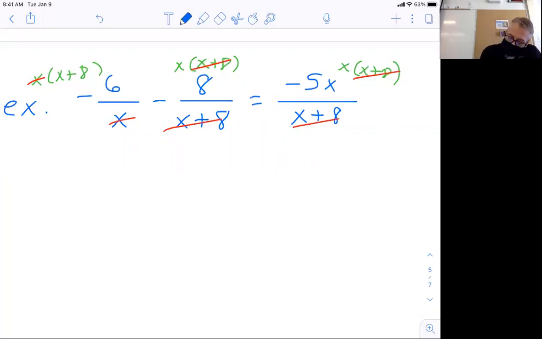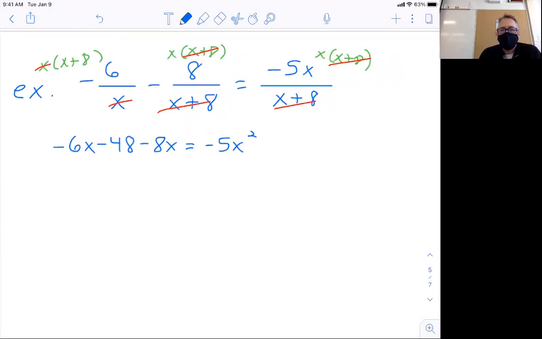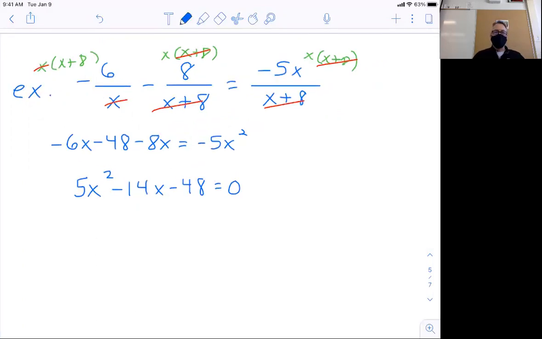So on the left side, I'm distributing the negative 6. So I have negative 6x minus 48. In the middle, I have negative 8x. And that equals negative 5x squared on the right. So I'll move everything over to the left. I have 5x squared minus 14x minus 48 is equal to 0. And now I want to try and factor it or use the quadratic formula.